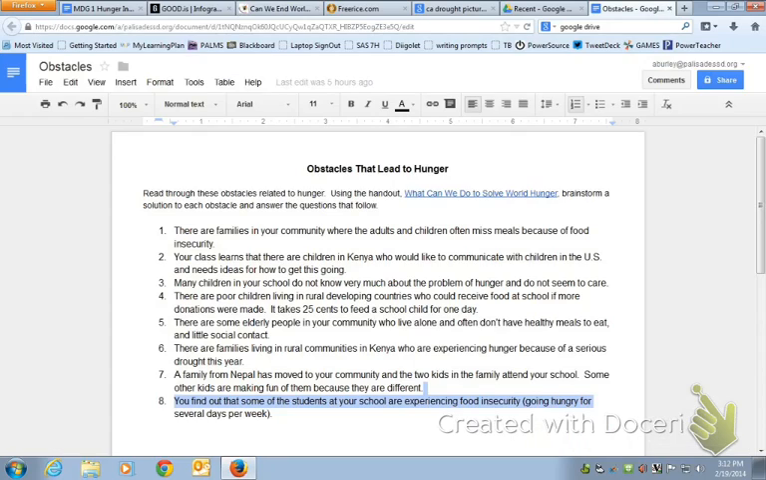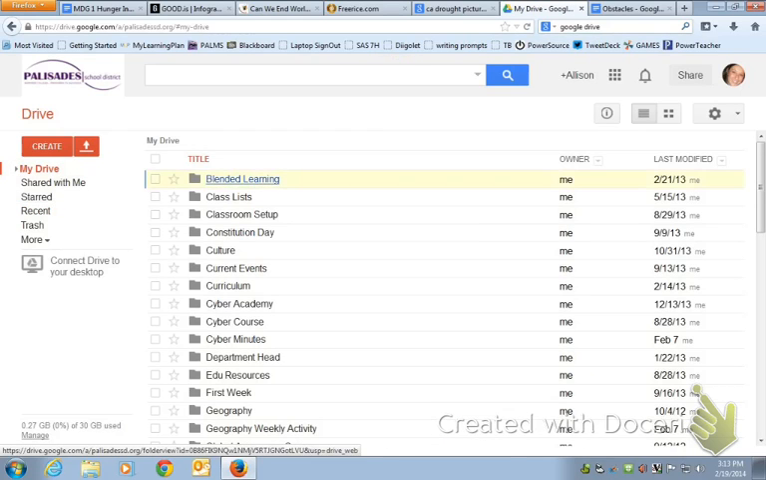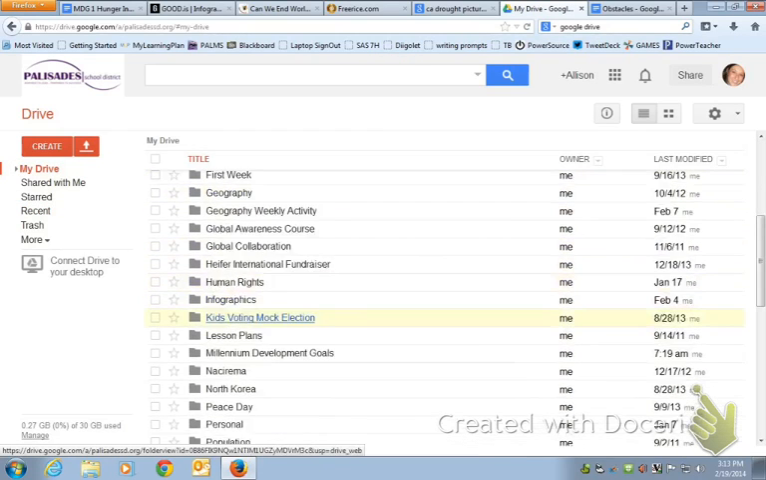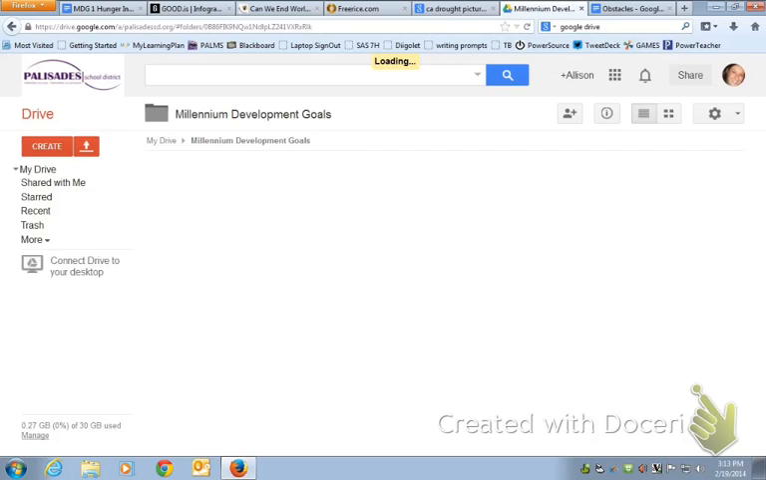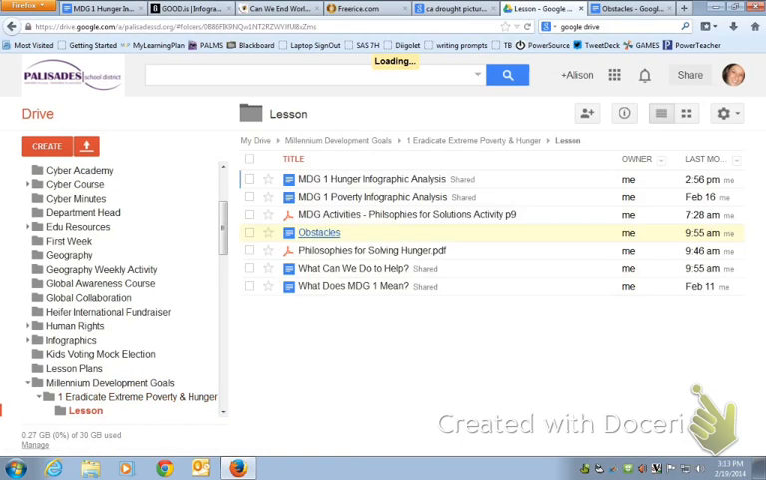The next thing I wanted to do with the class was look at some of these obstacles to hunger, and then we were using them to fill out, let's see if I can find it. No, it's not on here. Hang on one second. Sorry about this. Development goals. All right, what can we do to help?